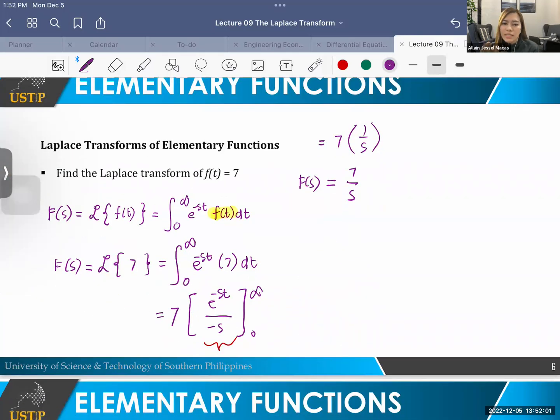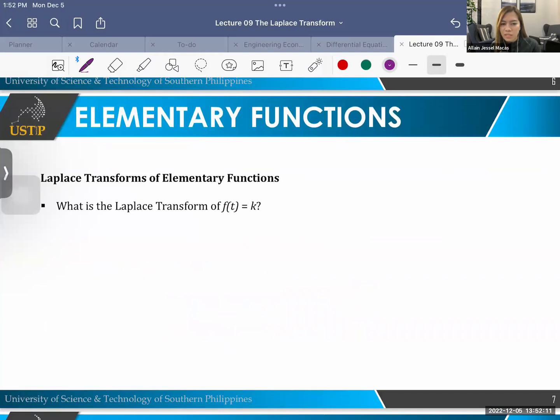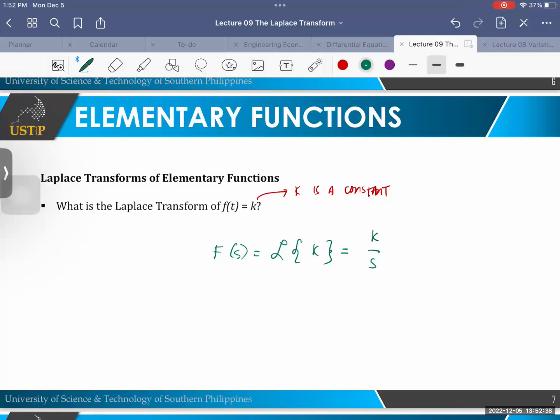Okay, so based sa atong example class, whatever constant nga atong kuhaan og Laplace transform is always equal to what? What is now the Laplace transform of f of t is equal to k, given that k is constant? K over s. Yes, correct. K over s. Meaning, to conclude class, ang Laplace transform of k, k is a constant, dili na siya variable, is equal to k over s, where k is a constant.